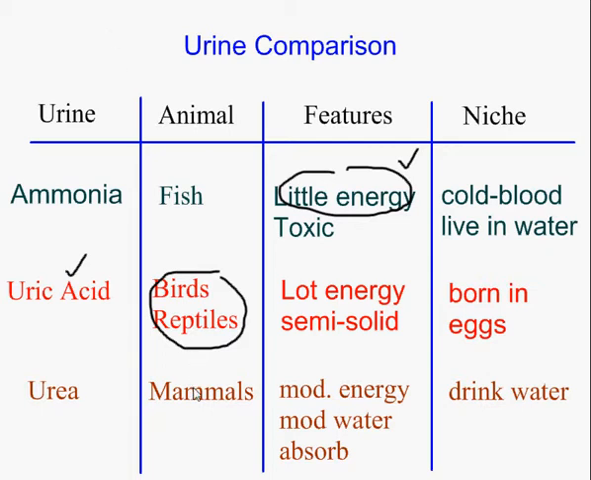Now, mammals like us, we prefer urea. And urea is kind of an in-between situation. It requires a moderate amount of energy, not a lot of energy like uric acid where you have to reabsorb all that water. But it's not a big deal for us because we can always drink water, assuming we're not lost in the desert. So it's moderate water reabsorption and moderate energy.